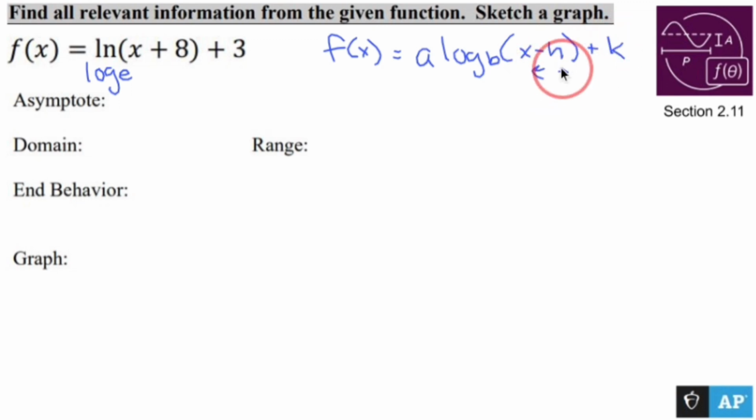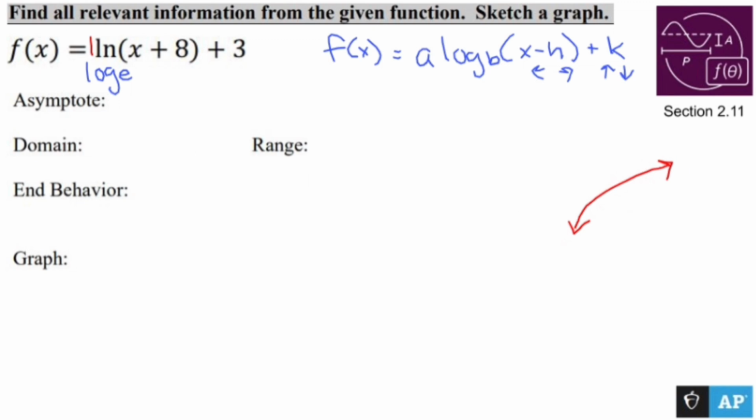h determines left or right movement, k determines up or down movement. You make things look steeper, skinnier, whatever. You move left to right. You make things shorter, so to speak. Now, this is very important. I care about if a is positive, and it is. It's an invisible 1. And when that happens, you get a graph that looks something like this.